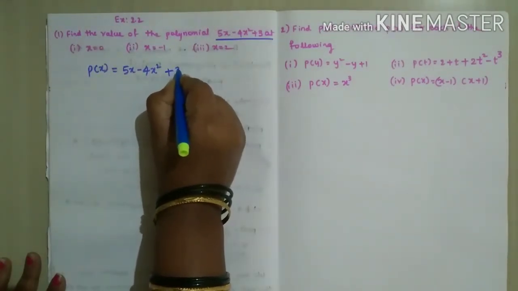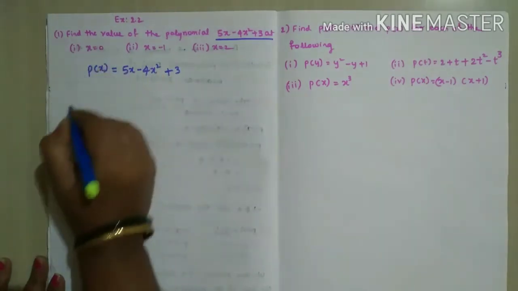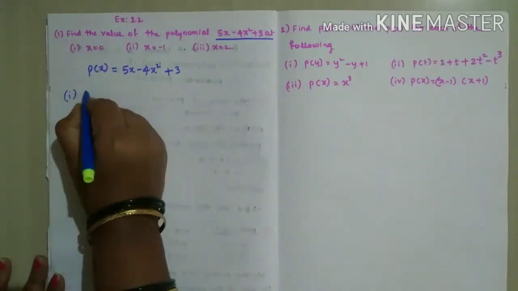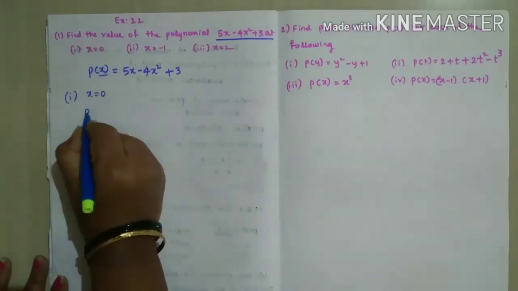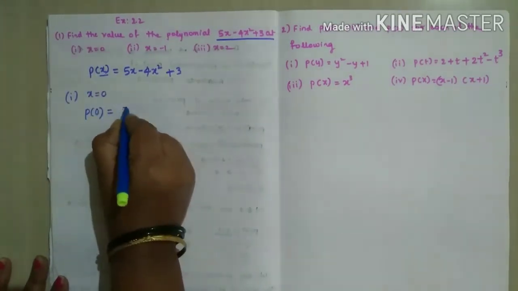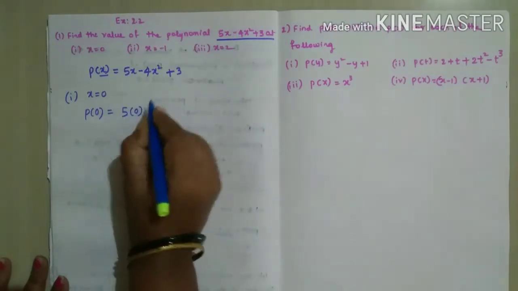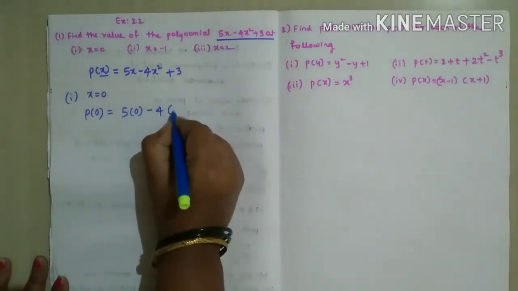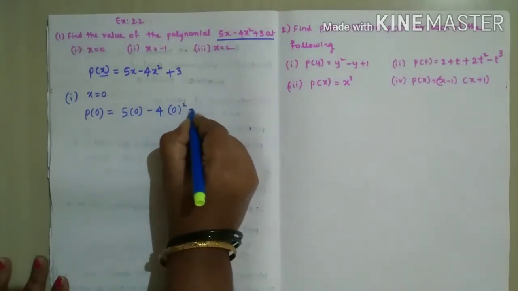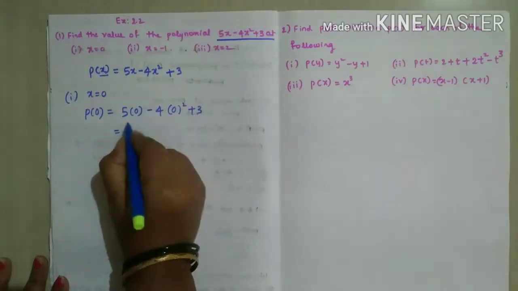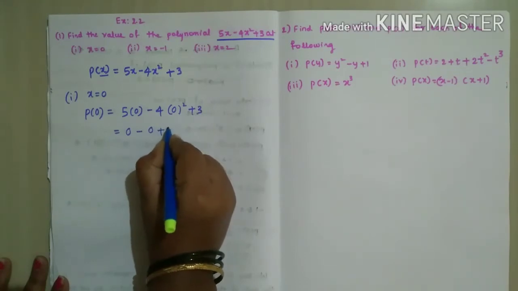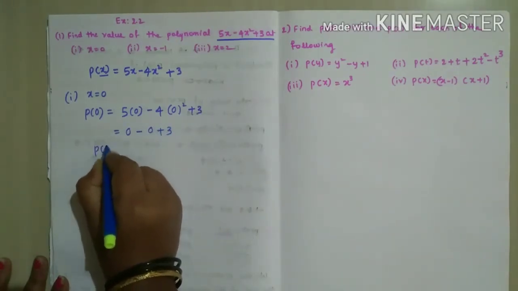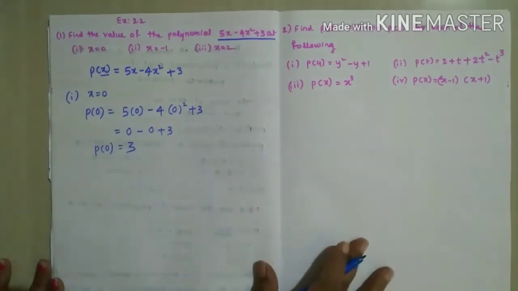Now in the first one I will take x equal to 0. So in place of x I have to replace 0. So p of 0 is equal to 5 into 0 minus 4 into 0 square plus 3. Now 5 into 0 is 0, minus 4 into 0 is 0, plus 3. So p of 0 is 3, that is the answer.